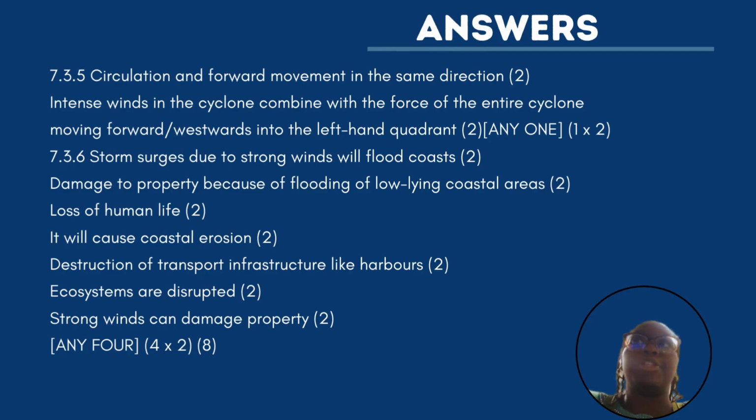Right. So some of the conditions that we needed for this cyclone to develop is that you needed the circulation and forward movement in the same direction. You needed intense winds in the cyclone, which combine with the force of the entire cyclone moving forward or westwards into the left-hand quadrant. So this is basically talking about the active quadrant that would form. And then the effects of this is that the storm surges due to strong winds will flood coasts. There would be damage to property because of flooding of low-lying coastal areas. There would be loss of human life. It would cause coastal erosion.